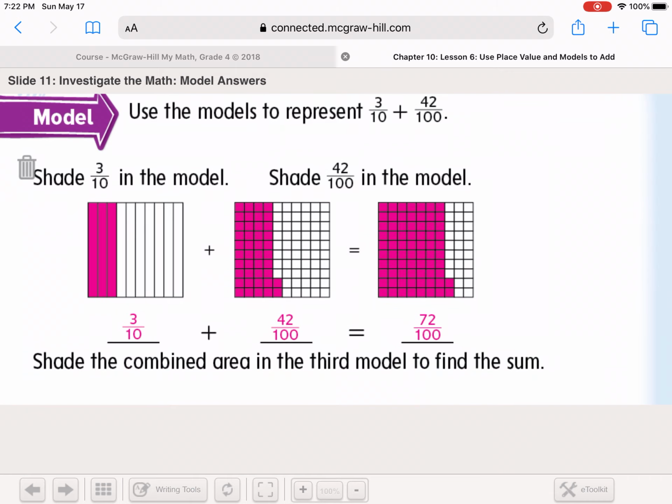Now, I know you're like, well, wait a second. They added 3/10 and 42 hundredths. I thought you said you can't add tenths and hundredths. No, they didn't. They made the 3/10 equal to 30 hundredths.